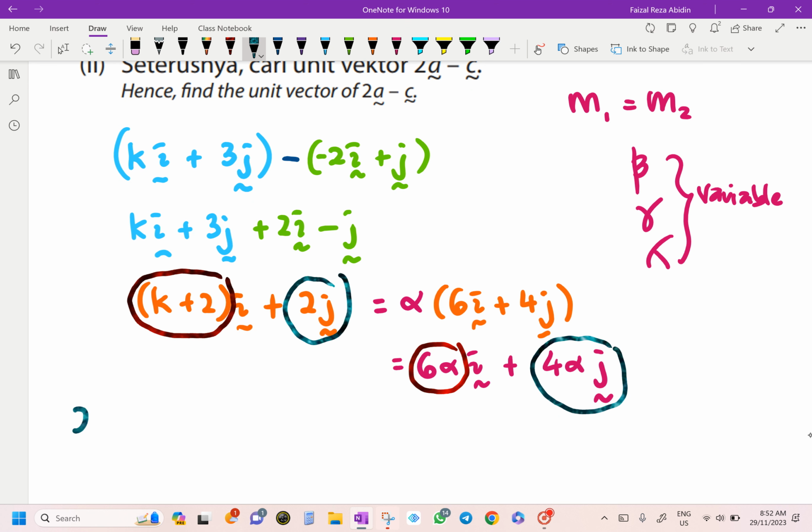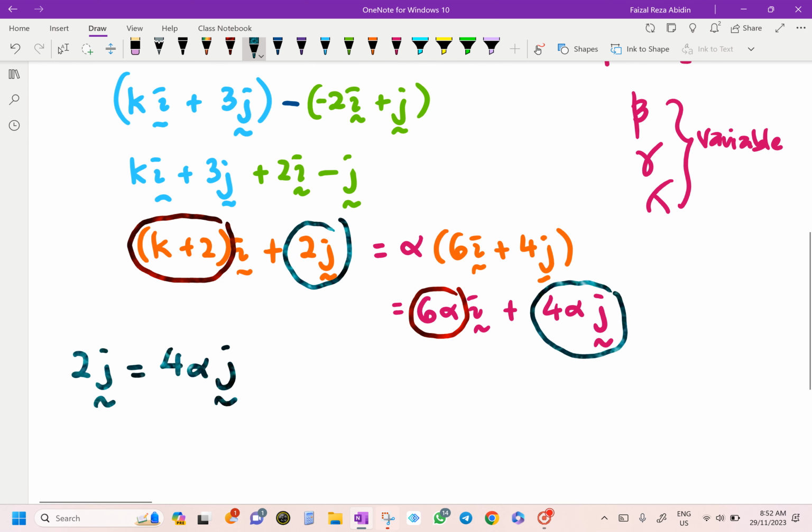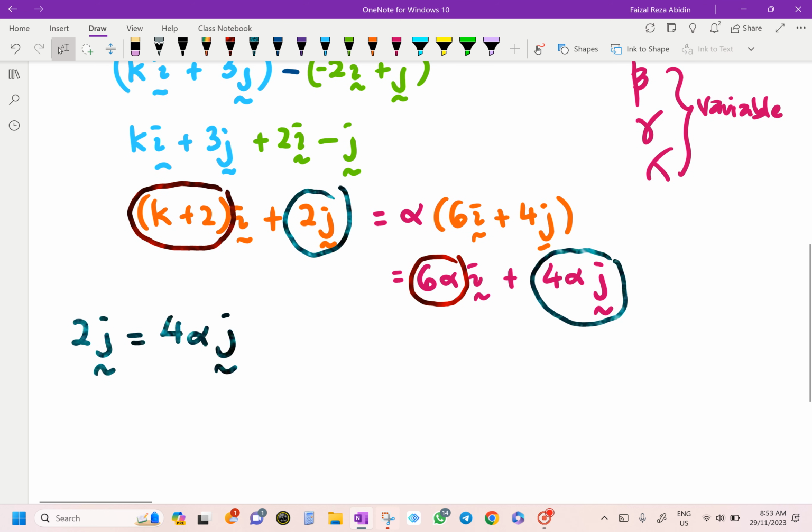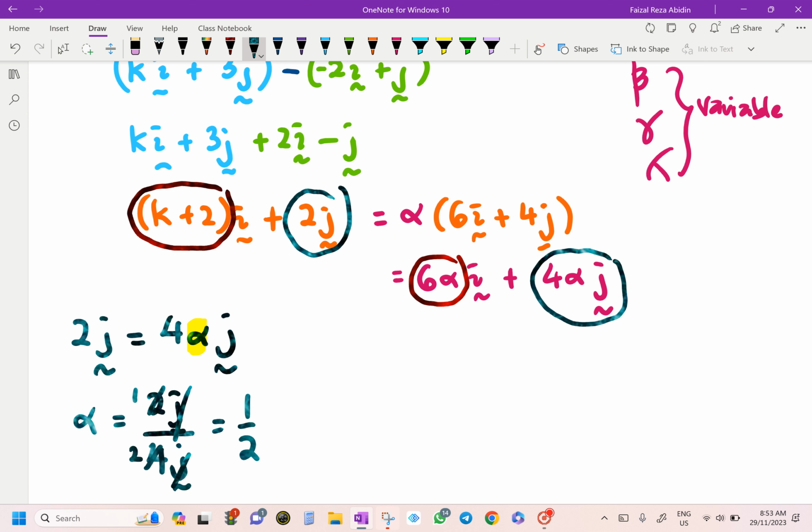So, 2j here equals 4 alpha j. Can I find alpha? Yes. So, alpha is going to be what? 4 divided, 1 over 2. It's 1/2. Bring the 4j to the other side, j with j cancels out. So you get alpha here is going to be 2j divided by 4j. j and j cancel, 1, 2. So you got your alpha here, 1/2.